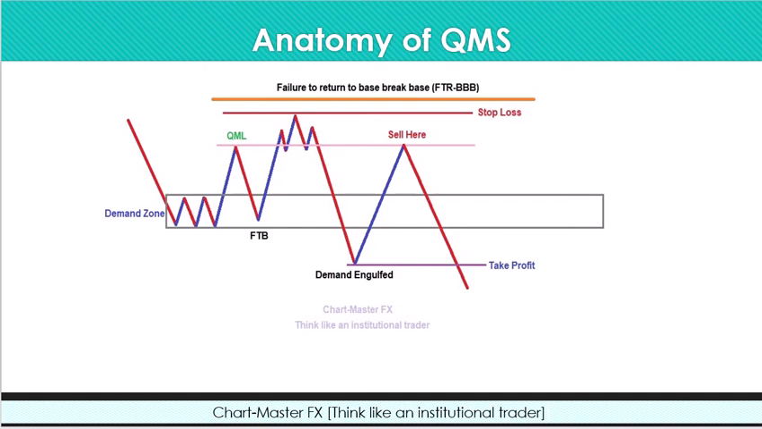The other name of the QMS is the failure to return to base break base, which is FTRBBB. So guys, as I have alluded before in other videos, the course has its own building blocks, and these building blocks consist of the FTR, the flag limit, the price action zones, and the first time back. They actually make a significant contribution towards the standards of all the SOPs that we trade at Chartmaster FX.